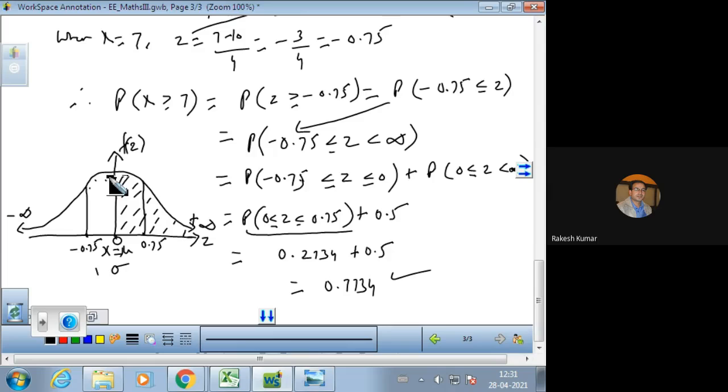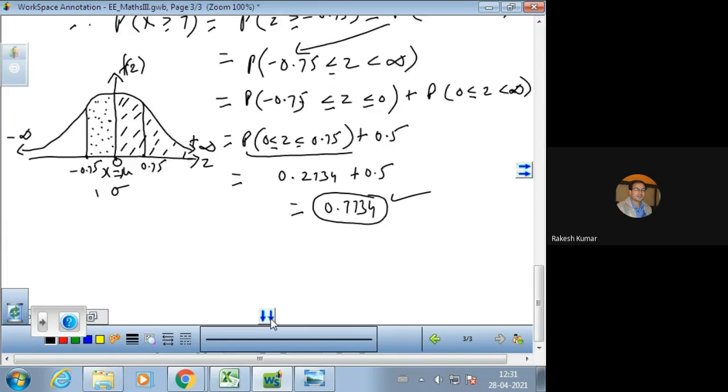अब इसमें ये वाला area भी आपके पास आ चुका है. So this includes this dots area and these lines area. So negative 0.75 to infinity तक का जो area है वो ये वाला है, 0.7734. So let us move to another important question.